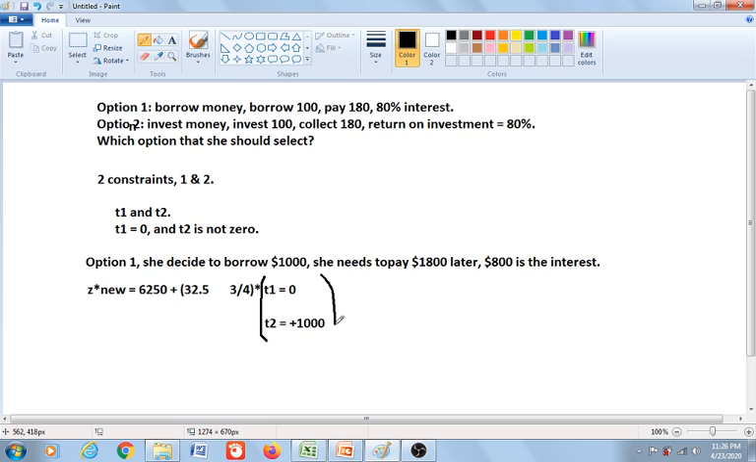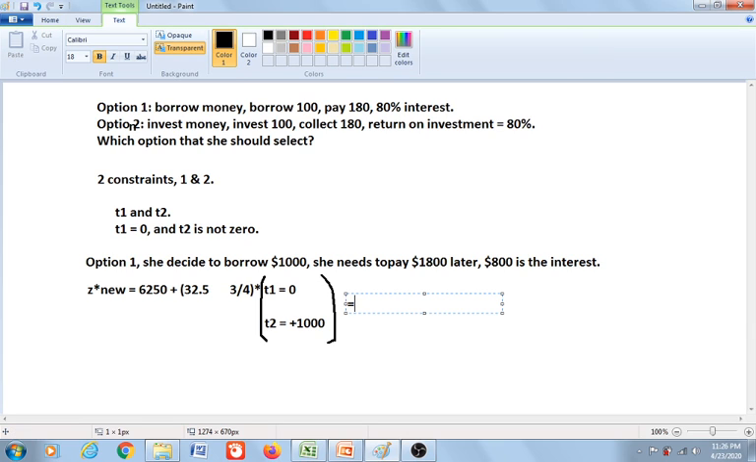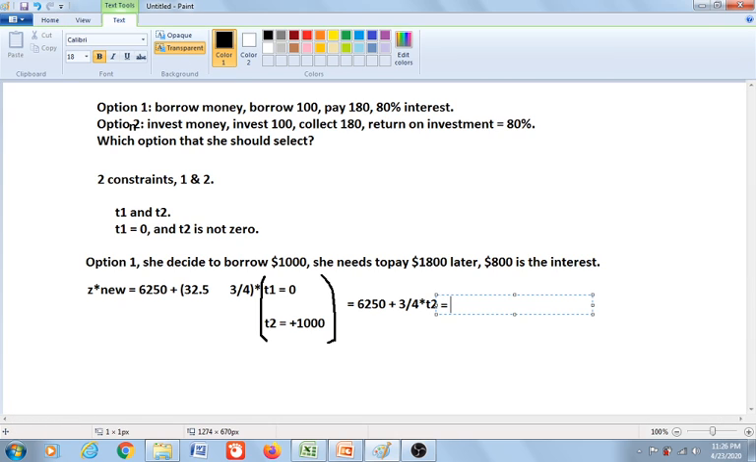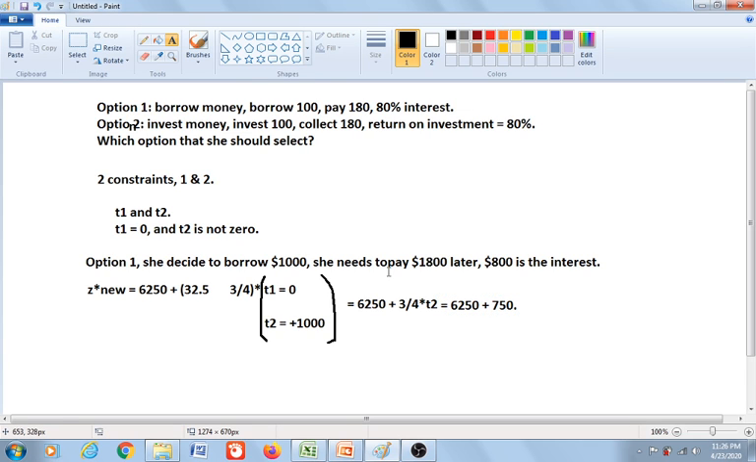Now if we do the calculation, what we will have is 6,250 plus 3/4 times T2. In this case T2 equals 1,000, so that will be 6,250 plus 750. So when she decides to borrow money, the value of the objective function will increase by 750.